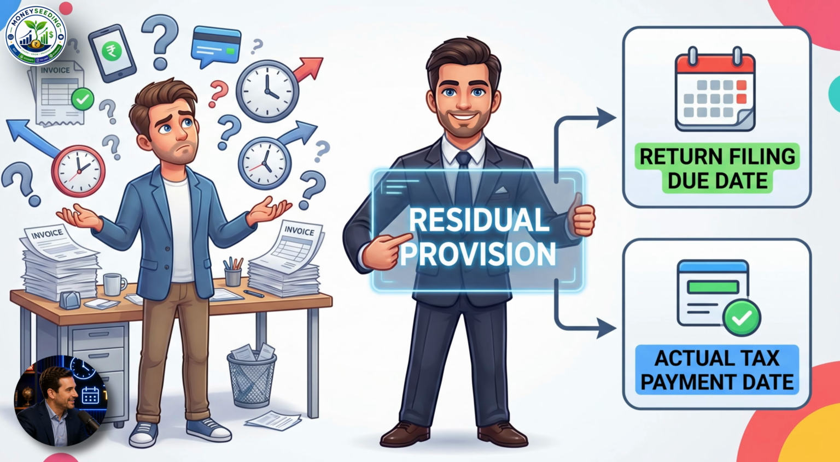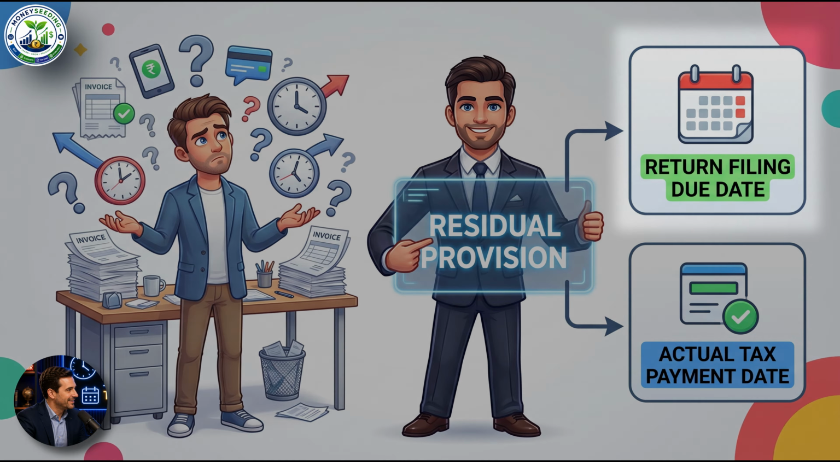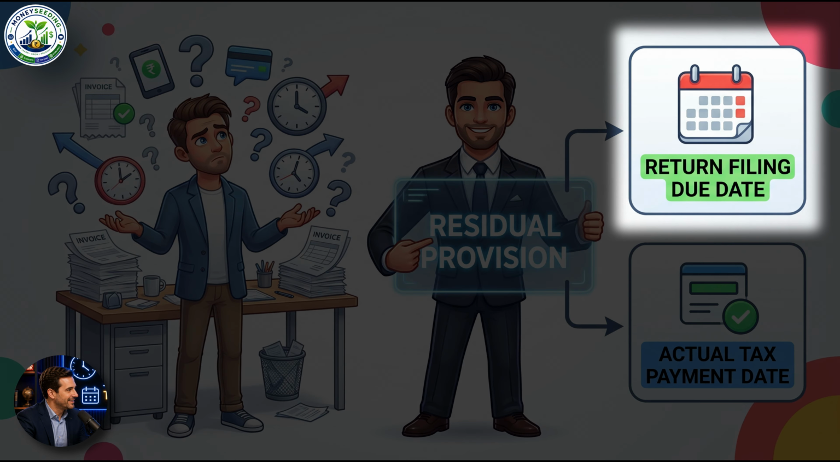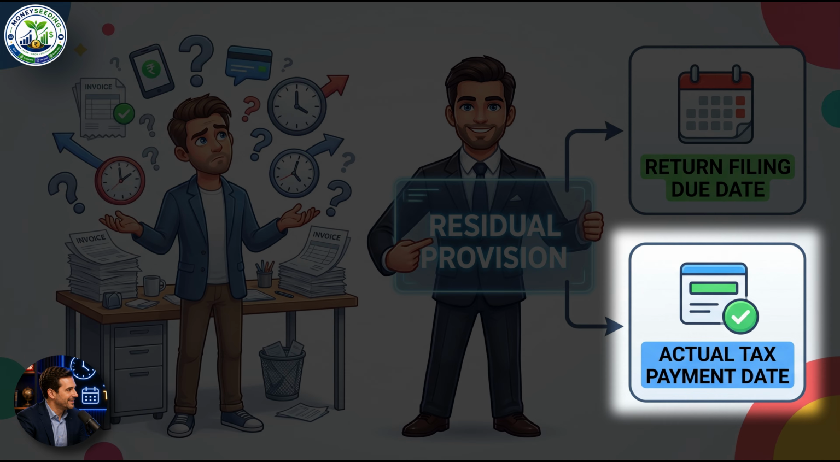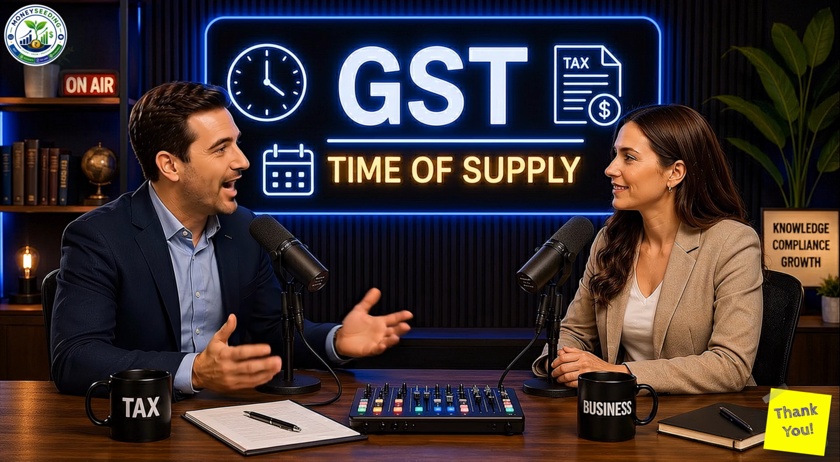This makes it much clearer. It's all about tracking invoices, payments, and specific deadlines. Precisely. If you ever run into a situation where none of these rules seem to fit, the residual provision says the time of supply is the due date for filing the return if you file periodically, or the actual date of tax payment.